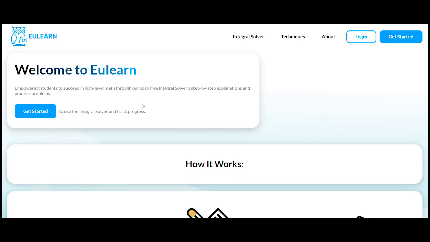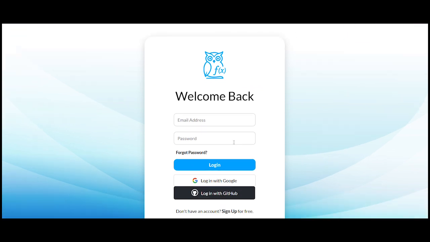Eulearn also generates custom practice problems so students can immediately test what they learn with no ads, no distractions, and no paywalls. Today we're going to be navigating the Eulearn webpage. Let's begin by logging in. Students can log in with our authentication or with OAuth using Google or GitHub. Today we'll be using Google.